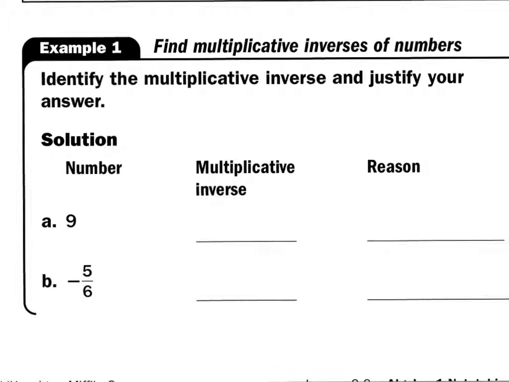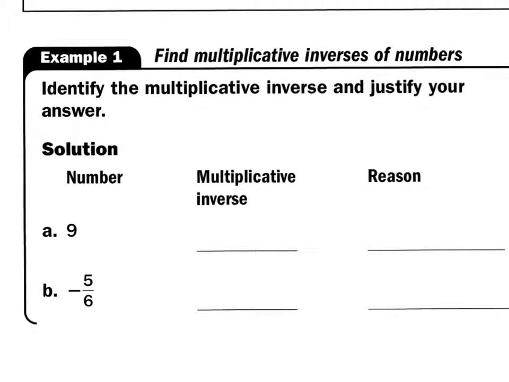In example 1, we will find the multiplicative inverses of numbers. We're going to identify its multiplicative inverse and then justify the answer. So the multiplicative inverse of 9 is 1 over 9. The reason that will show is that 9 times 1 over 9 is equal to 1. For negative 5 over 6, it's going to be negative 6 over 5. The sign does not change. And then our reason is that negative 5 over 6 times negative 6 over 5 equals 1.